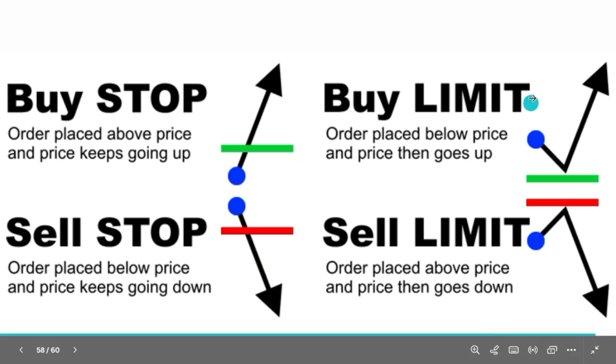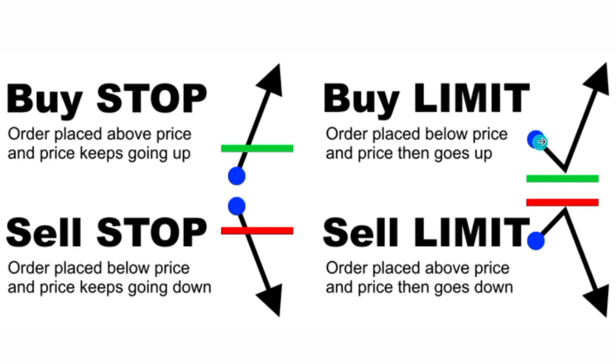Then we have buy limit. You want to buy at this point, but the price is here, so you set an order placed below price, and price then goes up. You are saying, okay, the price is here, but I will wait because I think technically the price needs to come down to this part before the final leg. So you set your buy order here, and the trade obeys, and now you are in profit.